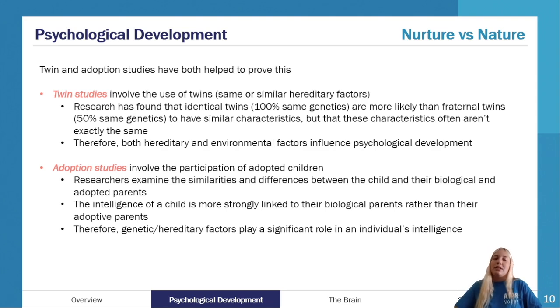Now, alternatively, adoption studies involve the participation of adopted children rather than looking at twins. In these, researchers examine the similarities and differences between the child and their biological versus adopted parents. So the parents they were separated from, that they're actually related to, versus the parents that have adopted them, that have no hereditary link to the child. And they found that the intelligence of a child was more strongly linked to their biological parents rather than their adoptive parents, despite being raised with the adoptive parents. That also shows that genetic factors, nature, play a significant role in an individual's intelligence. And now it is widely accepted that one of the biggest determinants of IQ and intelligence is that of the parents, okay?